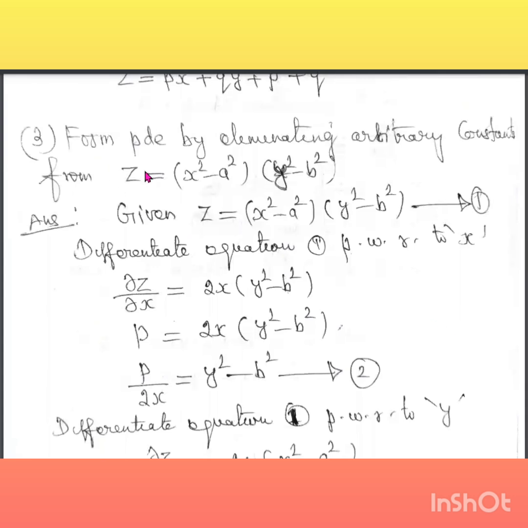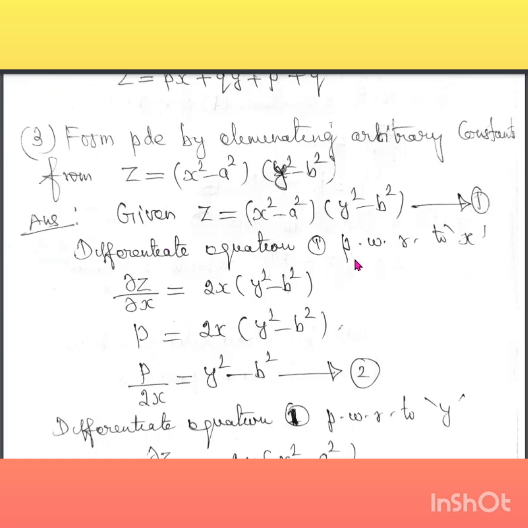Form the partial differential equation, that is a PDE, by eliminating arbitrary constants from z is equal to (x square minus a square) into (y square minus b square). So given z is equal to (x square minus a square)(y square minus b square). Take this as equation number 1. That is given in the problem.